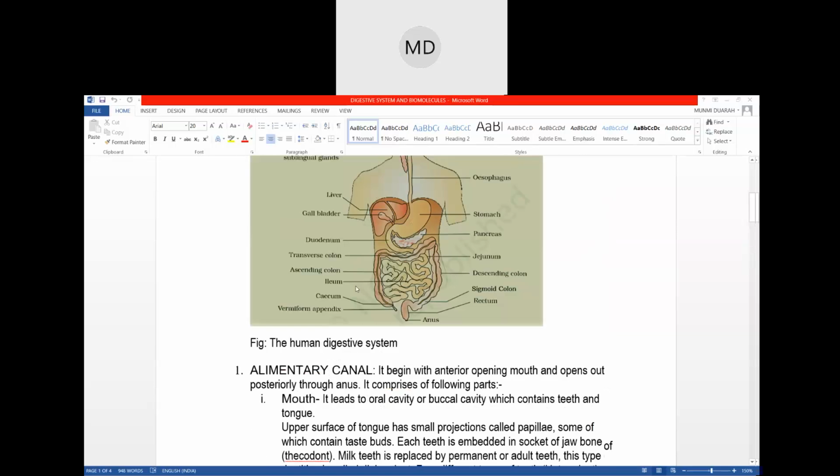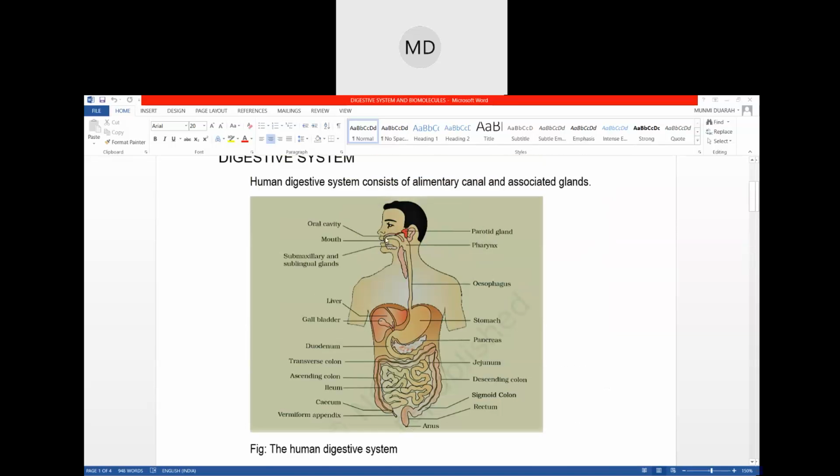So this is the end of the alimentary canal, starting from the mouth, then pharynx. The mouth has tongue and teeth. Then the pharynx has the epiglottis. Then comes the esophagus. Then the stomach is divided into three parts: cardiac, fundic, and pyloric. Then the small intestine also has three parts: duodenum, jejunum, and ileum. Then the ileum will open into the large intestine, which is also of three parts, that is cecum, colon, and rectum. This is the whole alimentary canal.